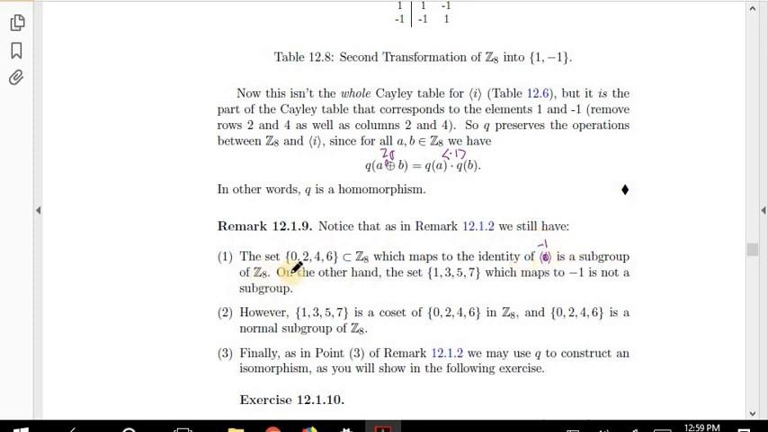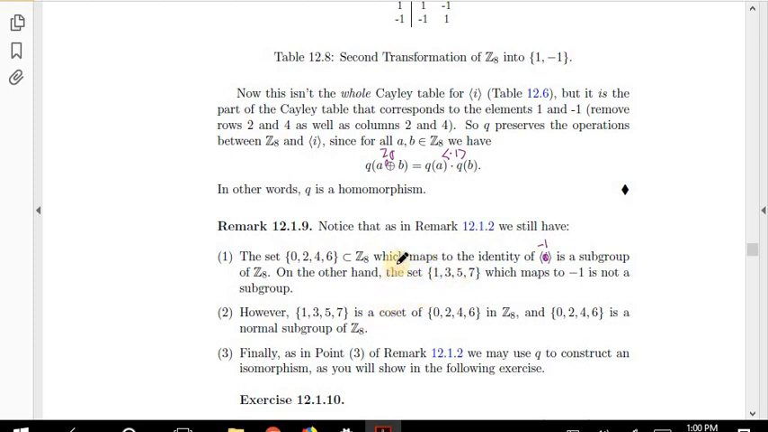This is still a subgroup. If you think about this, all of these even multiples will add into themselves, so it's a closed subset of Z8. It's a subgroup. Okay. On the other hand, this is a coset. Okay. So I can say the set of elements that map to 1 is a subgroup. The set of elements that map to minus 1 is a coset.